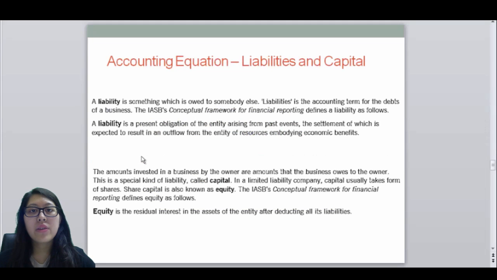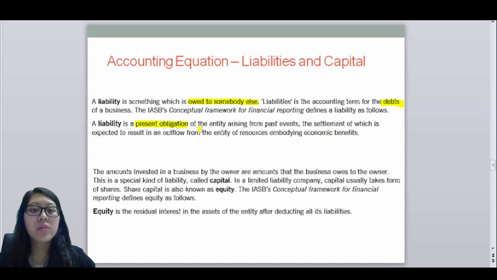Next, let's get into the definitions of liability and capital. Now, I've also taken these from the BPP study text. Okay, firstly, a liability is something which is owed to somebody else. So opposite to an asset, we are owing this item to a person, not owning it. They represent the debts of a business.